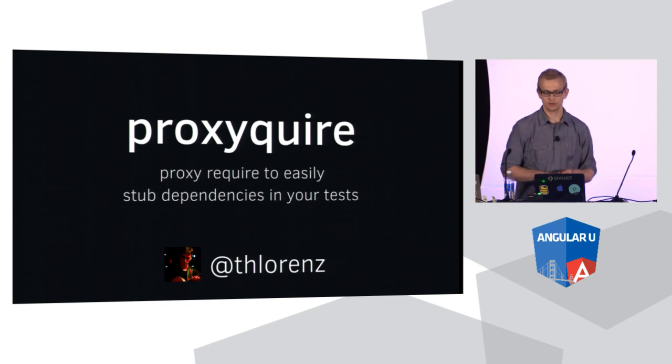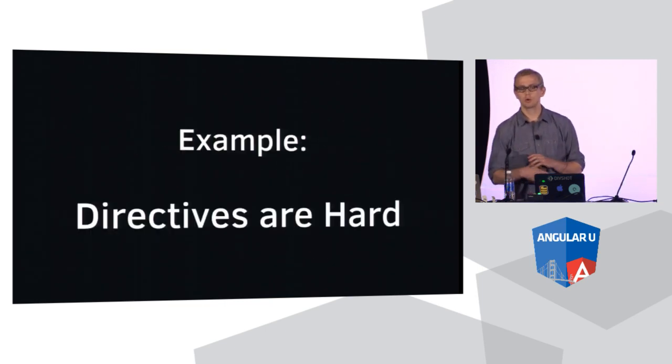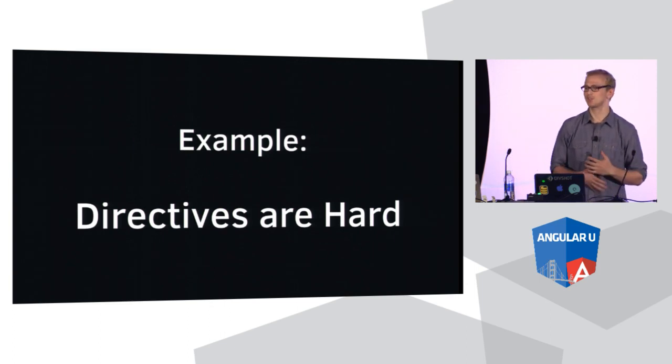And you can do the same sort of dependency mocking that you might with Angular with a great package from a friend of mine, Thorsten Lorenz, where you can proxy require and easily stub dependencies in your tests. And you may find that this helps you be more productive around testing than trying to do everything through the dependency injector. I think an even more important example is directives.